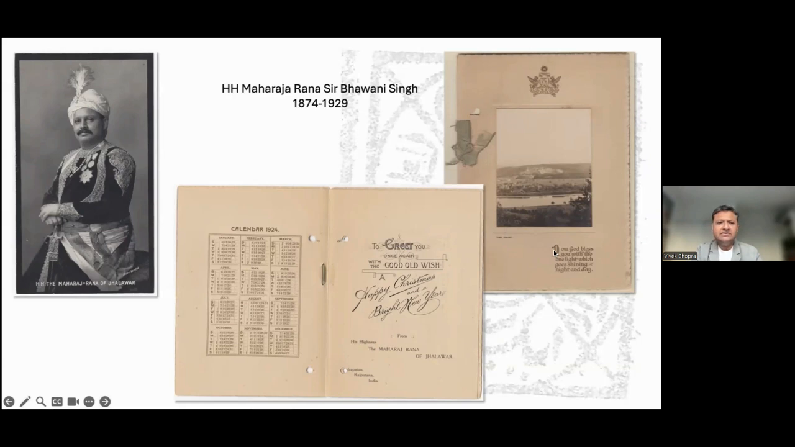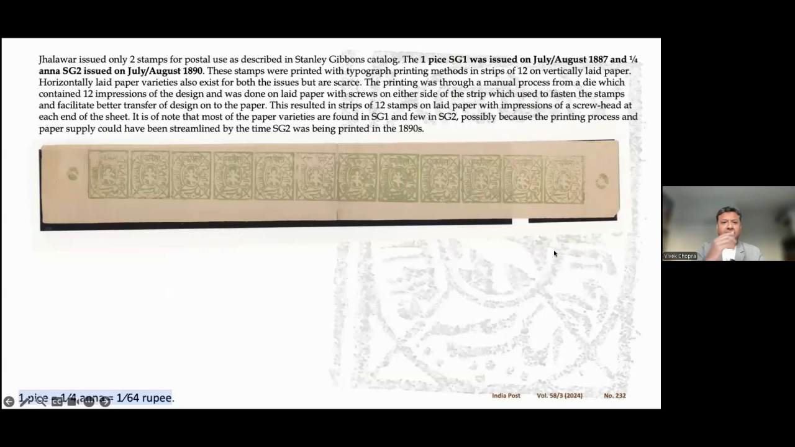Right. So you can see that although these states were running on their own, they always had some relations, or they paid taxes to the imperial rule. So here you can see the description of Jhalawar. The other interesting fact is that Jhalawar issued only two stamps, right?